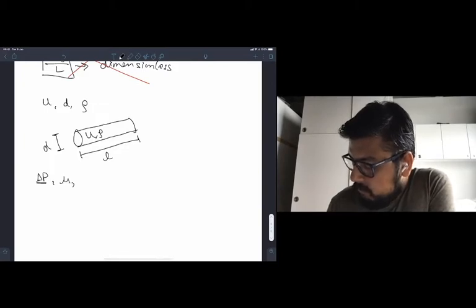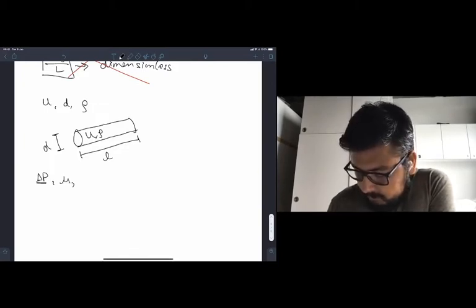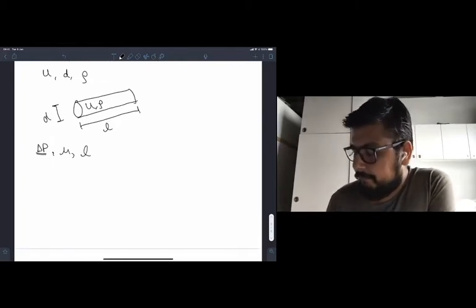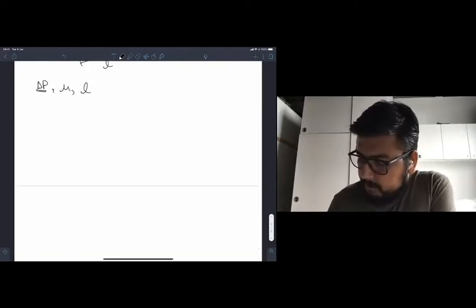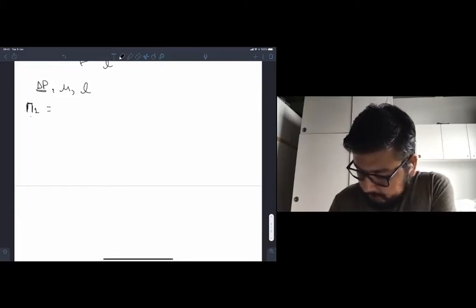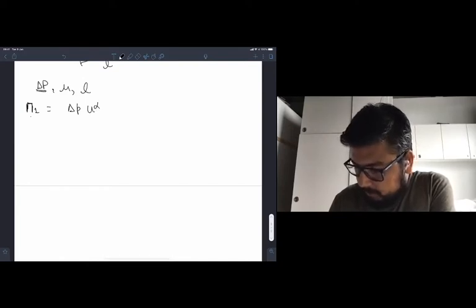the viscosity, and the length of the pipe. So then we can form our first dimensionless group. Let's call it pi1. This will be delta P u to the power alpha d to the power beta and rho to the power gamma.